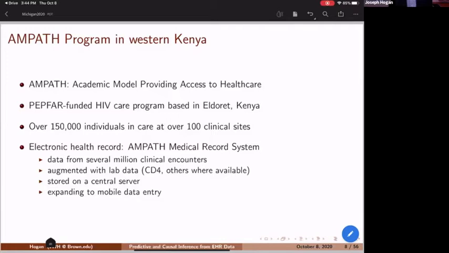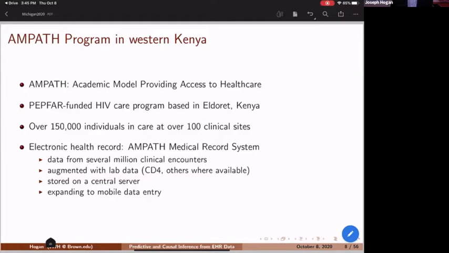At any given time, there's about 150,000 individuals enrolled in care at over 100 clinical sites. The academic partner that launched this particular care program, University of Indiana, had the remarkable foresight to put together a pretty simple but really effective electronic health record that's still going today.